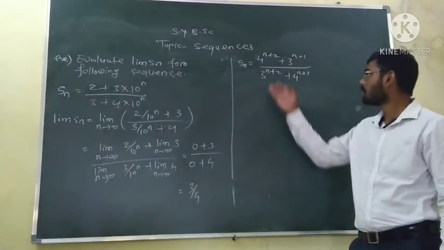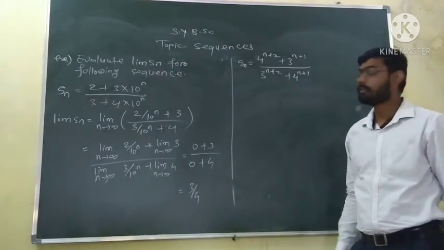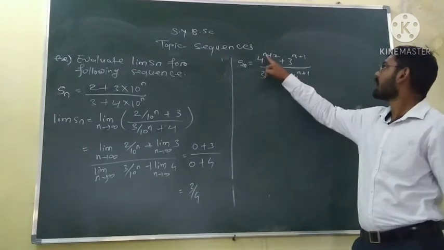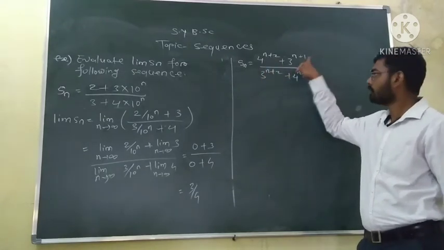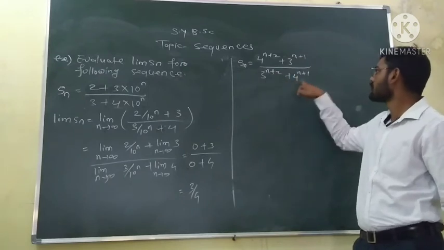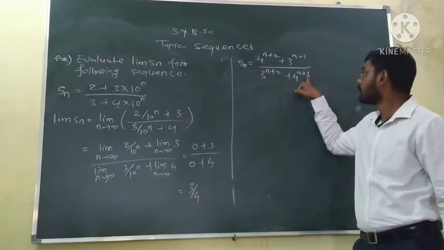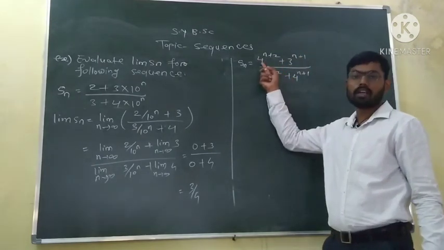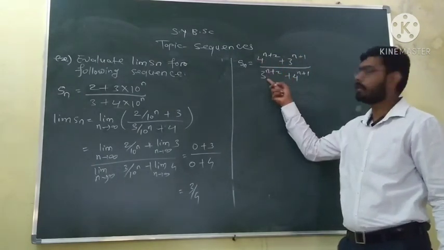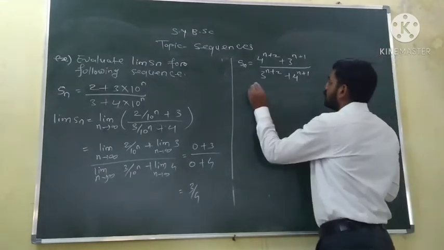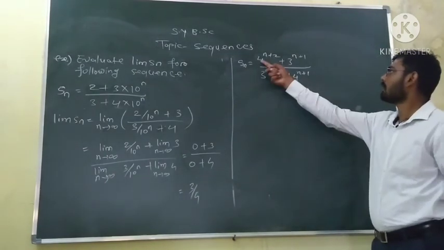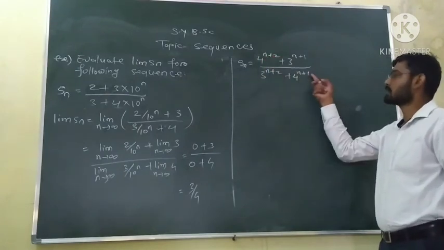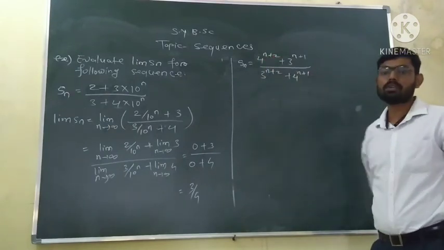Now one more important example. Here 4 raised to power n plus 2 plus 3 raised to power n plus 1, and 3 raised to power n plus 2, 4 raised to power n plus 1. So first we will try to take some common part in numerator and denominator. We will try to take common 4 raised to power something. Here is 4 raised to power n plus 2, here 4 raised to power n plus 1, so we will take 4 raised to power n plus 1 common.